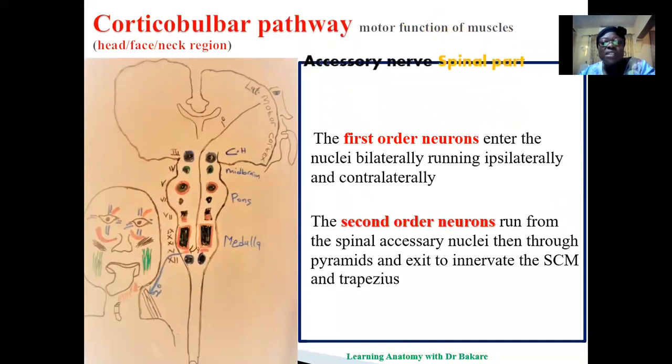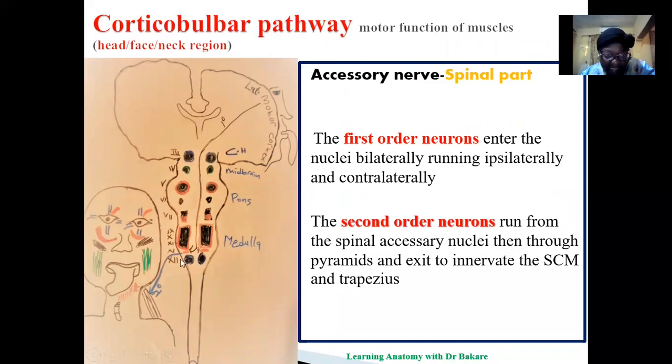Then the next one is the spinal part of the accessory nerve. This is the spinal part of the accessory nerve, and they also run through the same format. The first order neuron begins from the lateral motor cortex. When they get to the region of the accessory nuclei, they run bilaterally, giving an ipsilateral branch and a contralateral branch to innervate the trapezius and the sternocleidomastoid muscle. So what they innervate are the sternocleidomastoid muscle and the trapezius muscle around the neck.